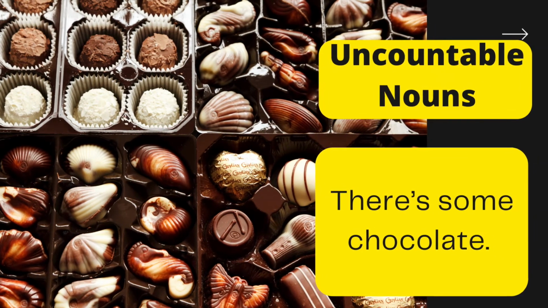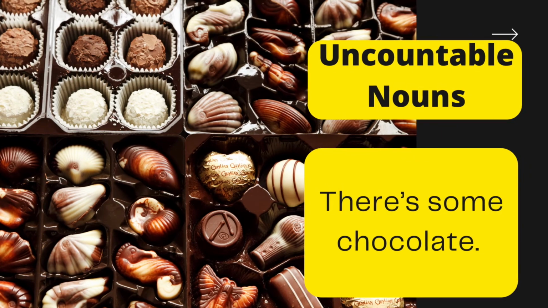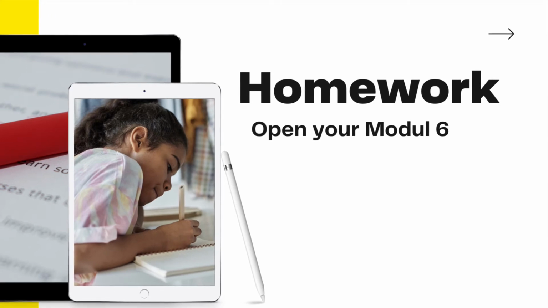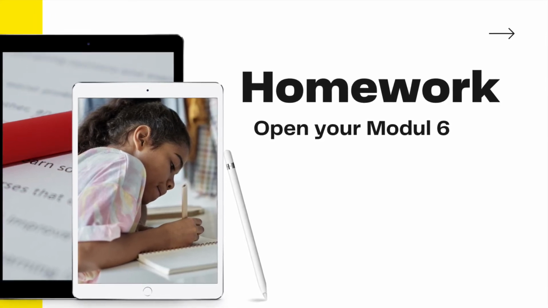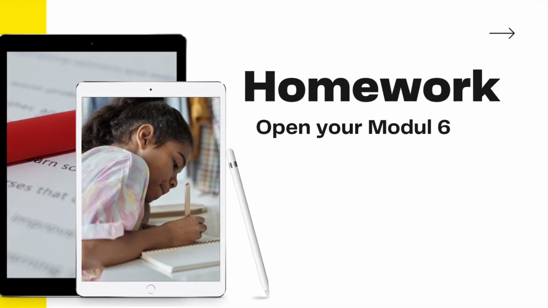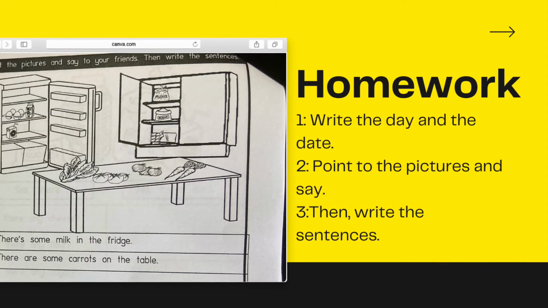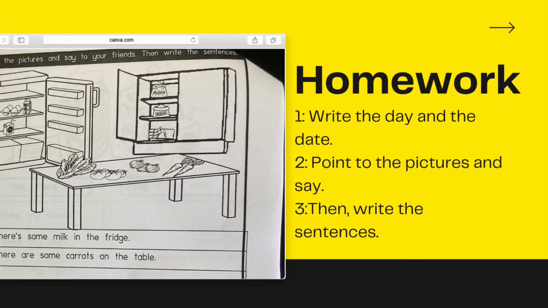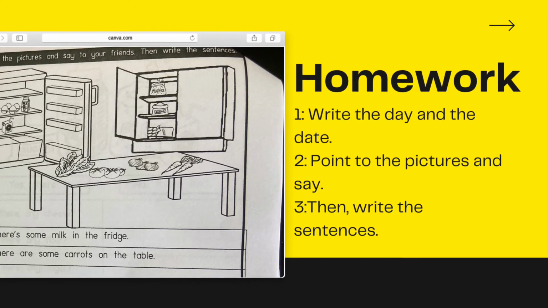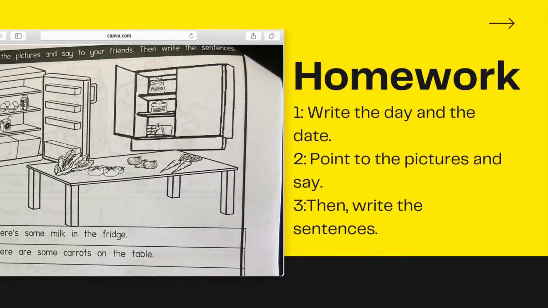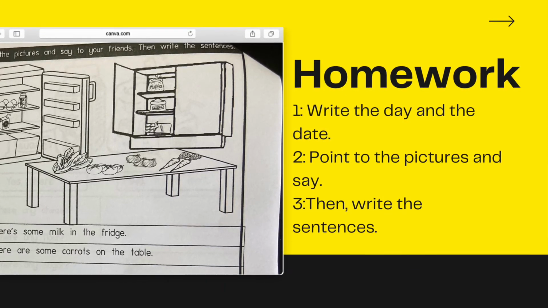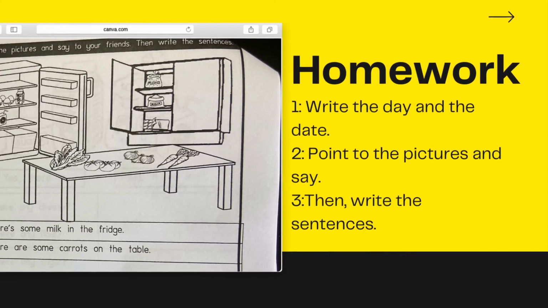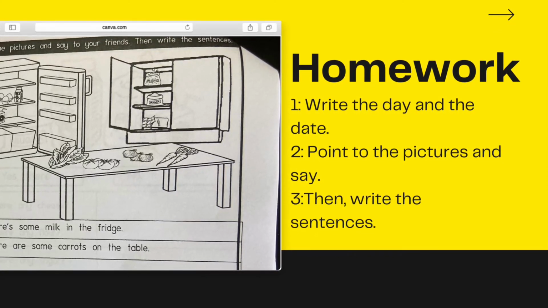Okay? Now, let's go to the next session, which is homework. Okay, please open your module 6 and get ready with your pencil case. Now, the first homework, we are going to look at this worksheet. So, how to do it? Very easy. First, you write the day and the date, like usual. Then, point to the pictures and say, for example, there are some onions. There are some onions on the table. So, after that, you write the sentences.